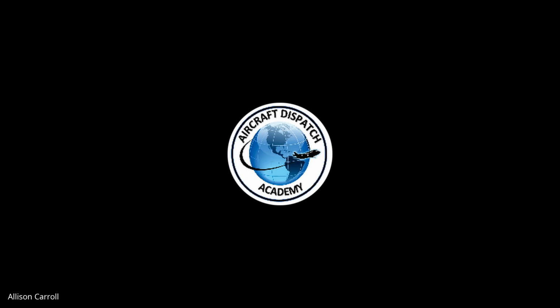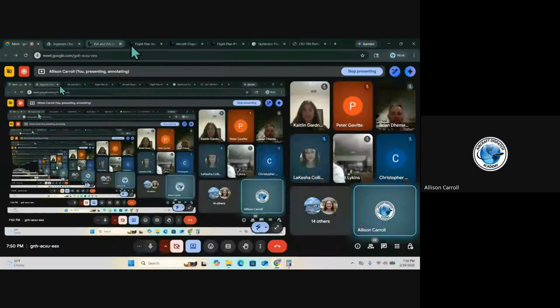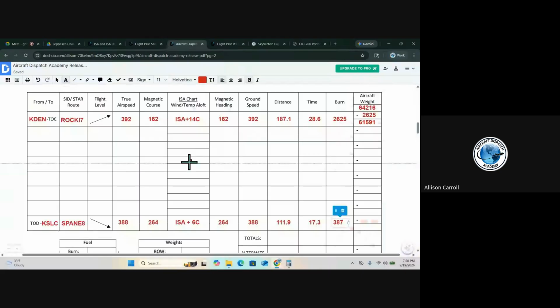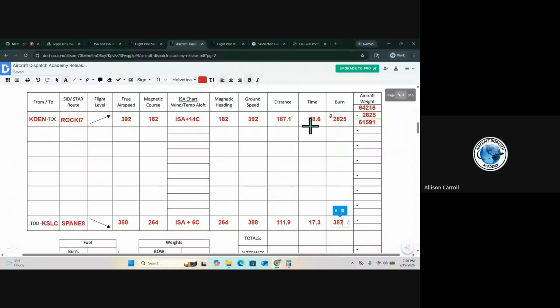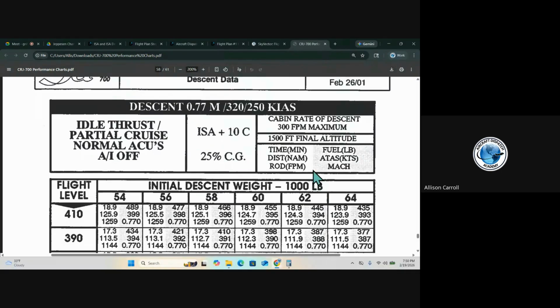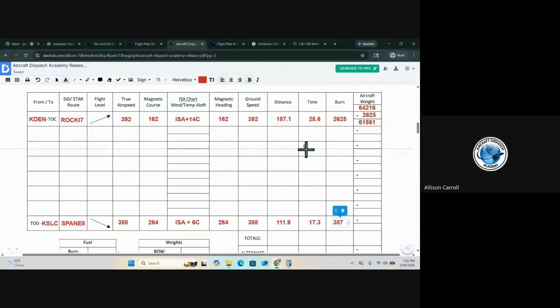Let's finish this thing. What we just did when we started our IFR flight plan, we did our climb section, we did our descent section, and we got pretty much all these numbers right from the performance charts. We love the climb and descent charts because it pretty much gives us everything we need. We don't have to do any calculation. We just fill in the boxes.